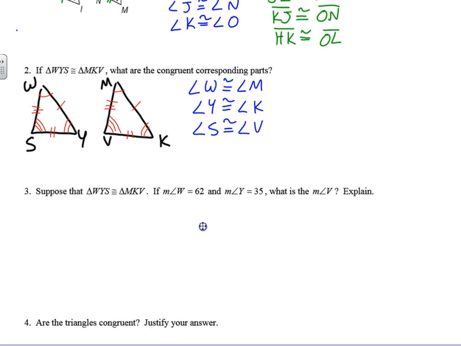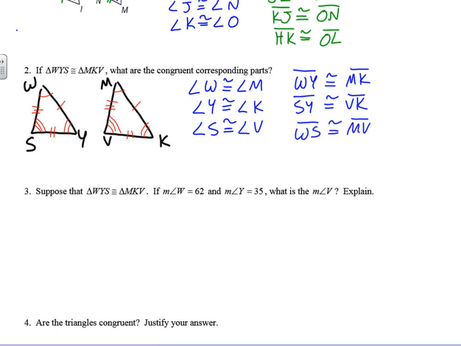Again, you can do this without drawing the picture. I just think it's a lot easier when you see a picture, and that's a skill we want to build. So side WY and MK, and then side SY would be congruent to side VK, and then the last one would be WS congruent to MV. So there are 6 corresponding parts in a triangle: 3 sides and 3 angles.